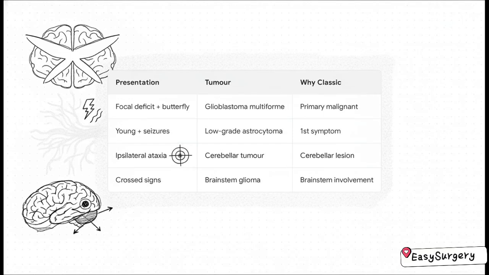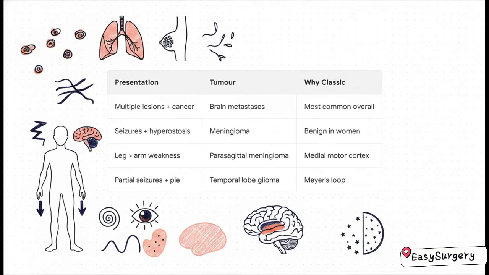Classical presentation, ipsilateral ataxia, dysmetria, intention tremor. Tumor, cerebellar tumor. Why it's classic? Cerebellar hemisphere lesion. And finally, classical presentation, cranial nerve palsy with contralateral hemiparesis, known as crossed signs. Tumor, brainstem glioma. Why it's classic? Brainstem involvement. All right, continuing on. Classical presentation, multiple brain lesions in a patient with lung/breast cancer. Tumor, brain metastases. Why it's classic? Most common brain tumors overall.